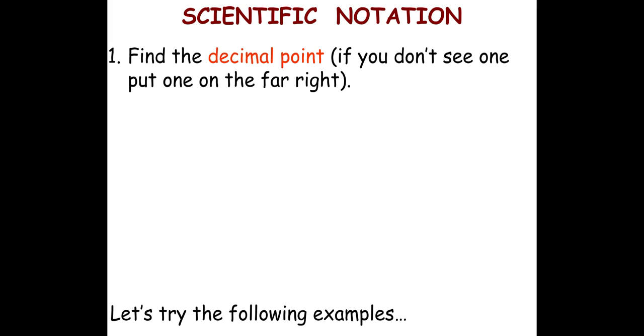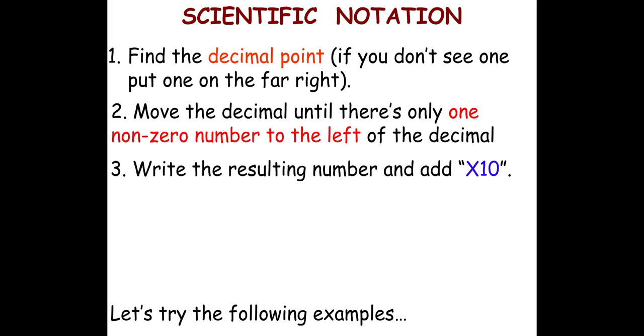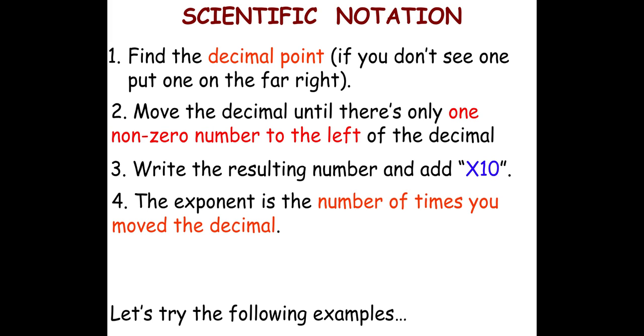So for whole numbers that don't have a visible decimal, the decimal is at the far right, after the last digit on the right. Okay. Now the second rule is you need to move the decimal until there's only one non-zero number to the left. Now the third one is write the resulting number and add times 10, and then the exponent is the number of times you moved the decimal.